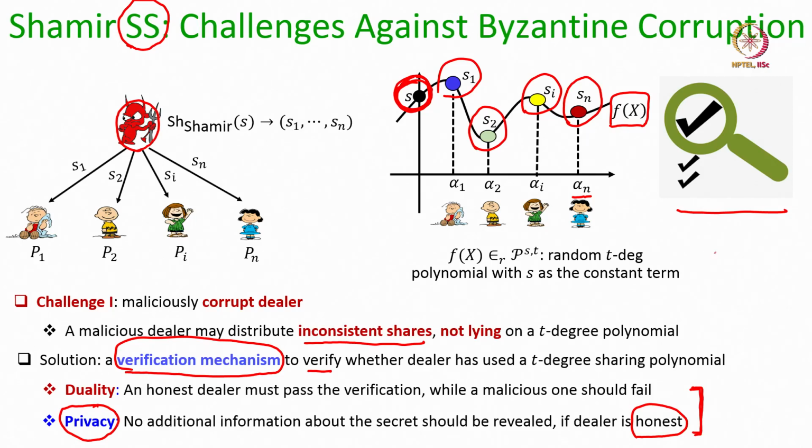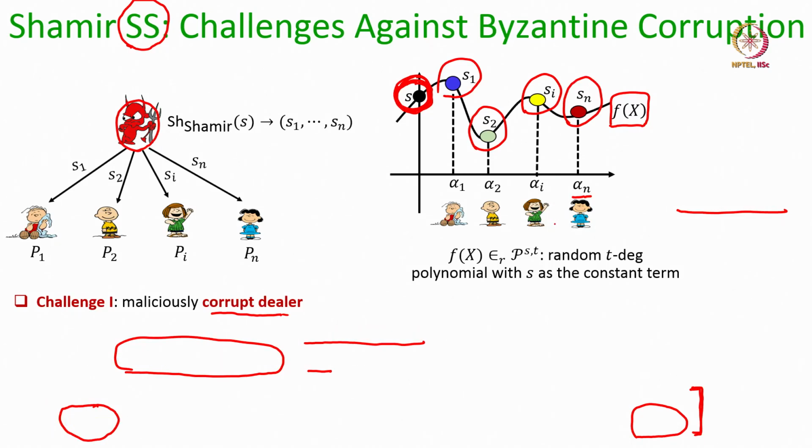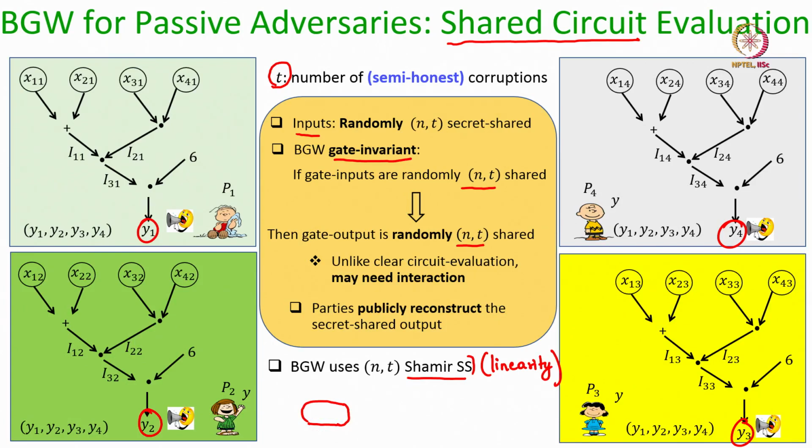You might be wondering that, well, if the dealer gets corrupt, then what advantage does it get? The adversary will anyhow learn the dealer's secret if it corrupts the dealer, fine. But the harm that it will cause is that it will no longer be ensured that the shares of the parties lie on a t degree polynomial, and this will have a significant impact when we try to maintain the BGW gate invariant in the MPC protocol. The gate invariant basically starts with the assumption that inputs of all the parties are secret shared as per a t out of n secret sharing mechanism.